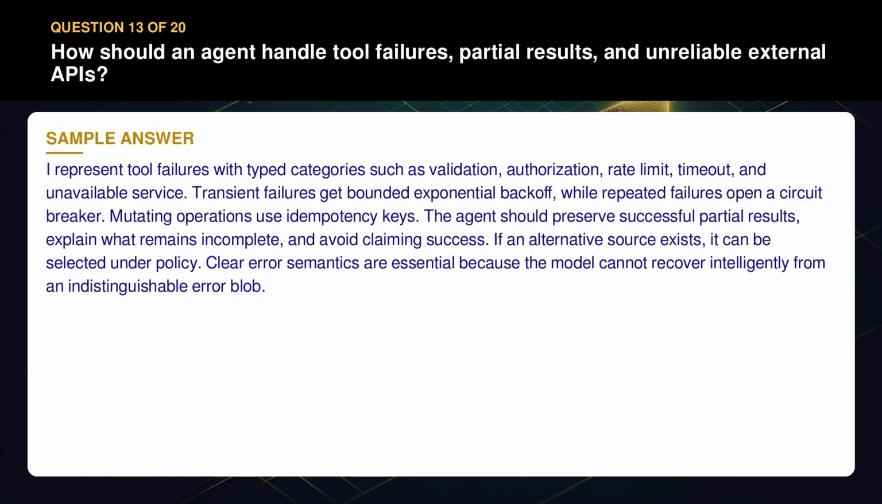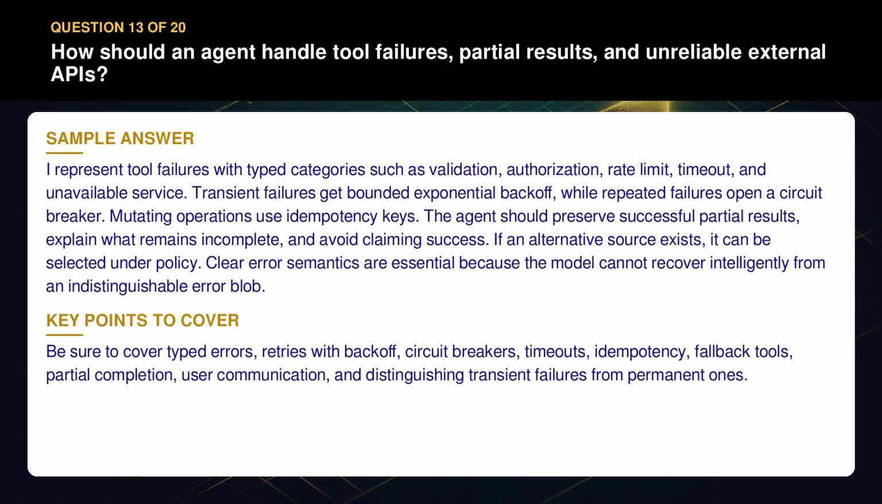If an alternative source exists, it can be selected under policy. Clear error semantics are essential because the model cannot recover intelligently from an indistinguishable error blob. Be sure to cover typed errors, retries with backoff, circuit breakers, timeouts, idempotency, fallback tools, partial completion, user communication, and distinguishing transient failures from permanent ones.